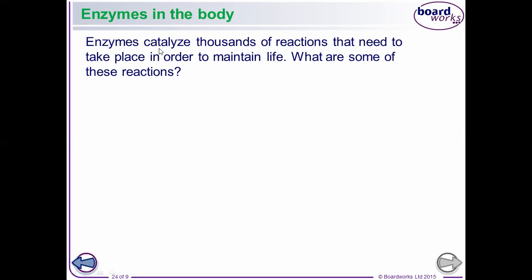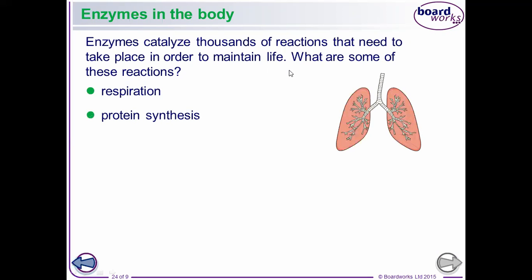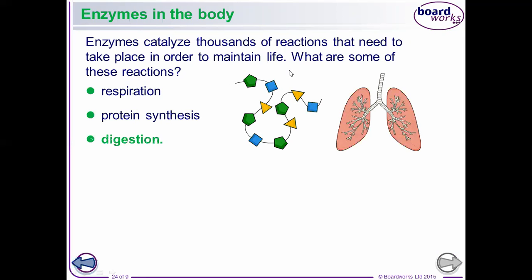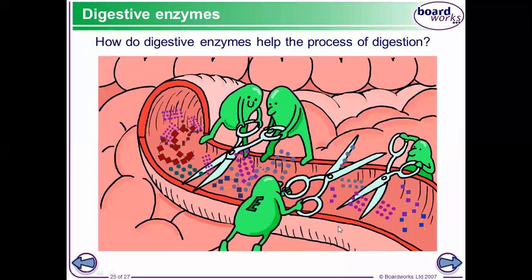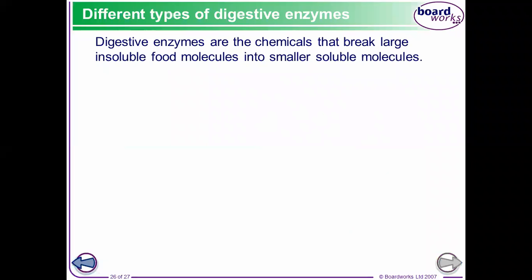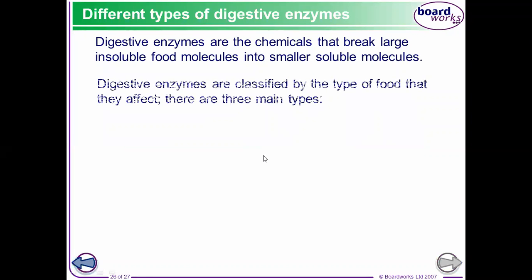So the enzyme catalyzes thousands of reactions that need to take place in order to maintain life. So we need enzymes in respiration, in protein synthesis, and also in digestion. Digestive enzymes break down large food molecules into smaller ones so they can be absorbed and reach the bloodstream, which is chemical digestion. Let us see what happens to the larger molecules and how they change into simpler ones.